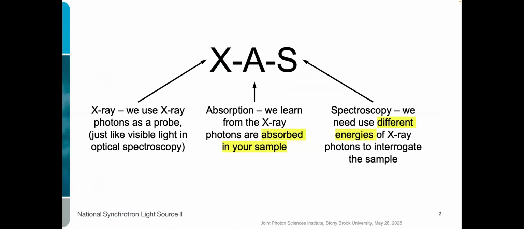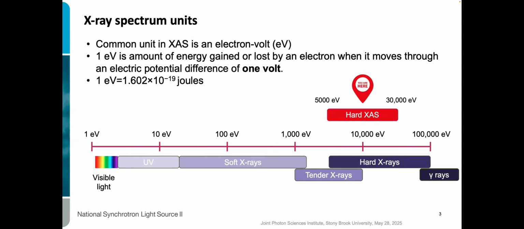So what is XES? Here we have X-rays. We have absorption because the photons are absorbed in your sample, and wonderful things happen after that. And then the spectroscopy, this is the word that means that we have to change something, in this case the energy of the X-ray photons, in order to record this spectrum. And I'm going to focus on hard XES, because there are also gamma rays and tender and soft X-rays and UV, and they all do wonderful things. We're going to talk about hard X-rays.